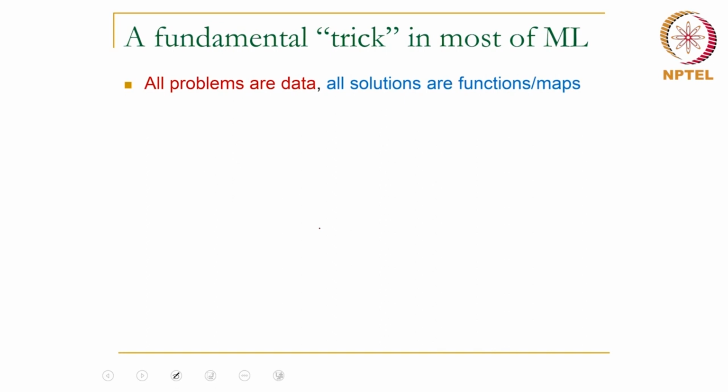Okay. So the basic idea behind ML is the idea that every problem that you can pose can be posed as a data problem. And every solution can be thought of as a function or a map. This is one type of approach in machine learning. So for example, you are seeing images and you want to say, is this a cat or a dog? Or does this person have cancer or not cancer? Just to give you an example.